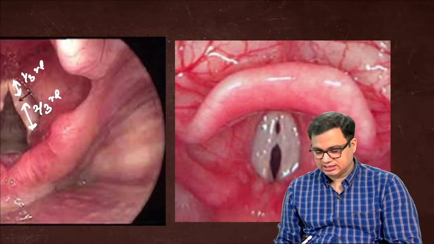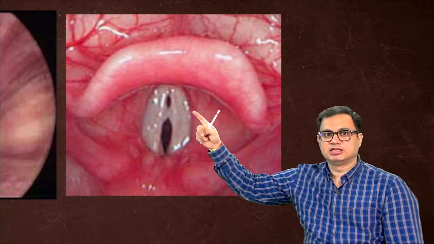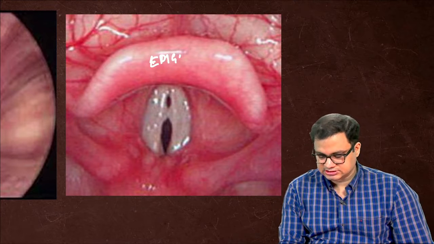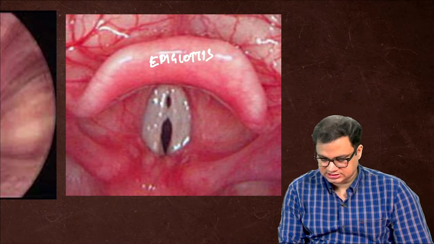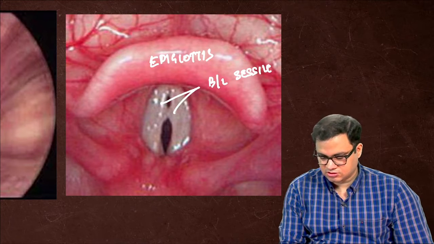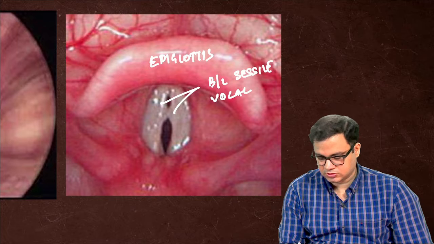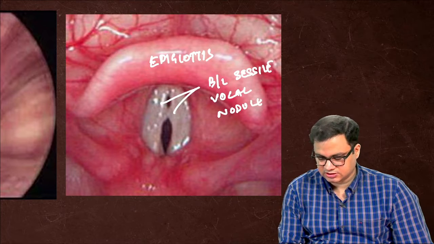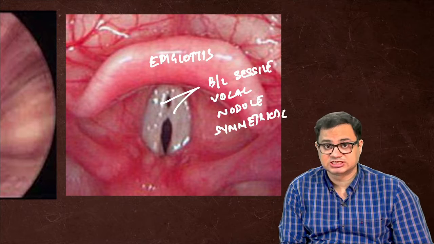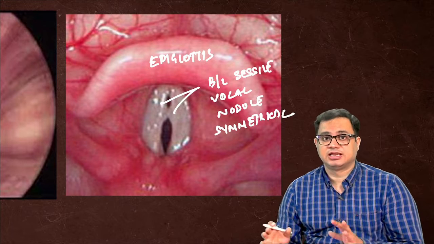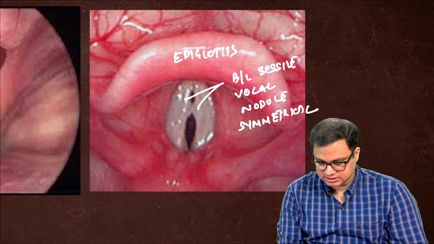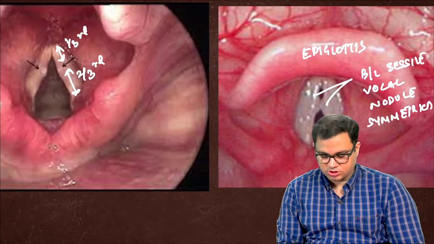If you see the other image also, you can see the epiglottis part, and you can see the bilateral sessile vocal nodules. So, they are symmetrical. In this image, they are symmetrical, bilateral, sessile, and not pedunculated. So, you can see here the bilateral vocal nodules.